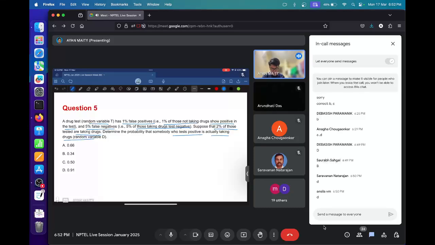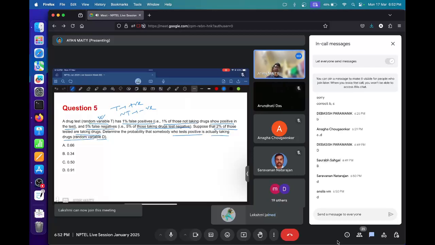So two random variables are already denoted. First one is the random variable T, which denotes the outcome of the test. T means tested positive, and negation of T means tested negative. And random variable D is the event of taking the drug. So you have to find out the probability that somebody who is tested positive is actually taking drugs.